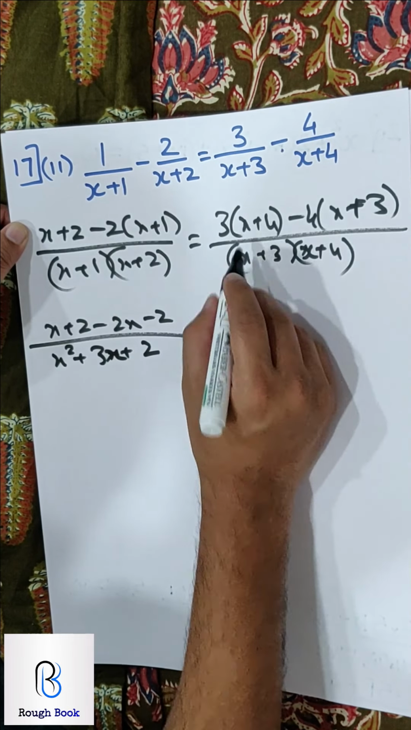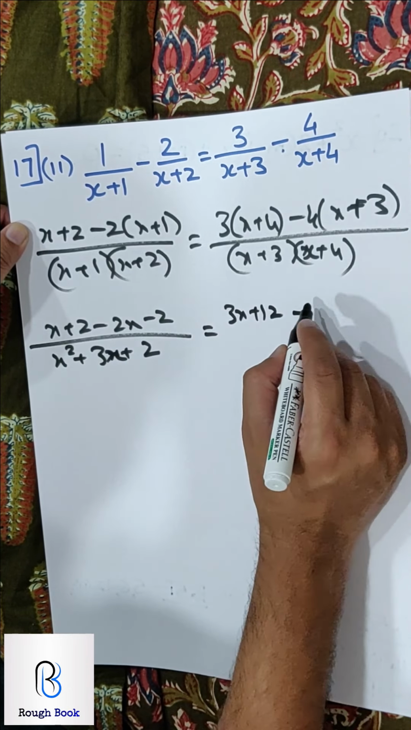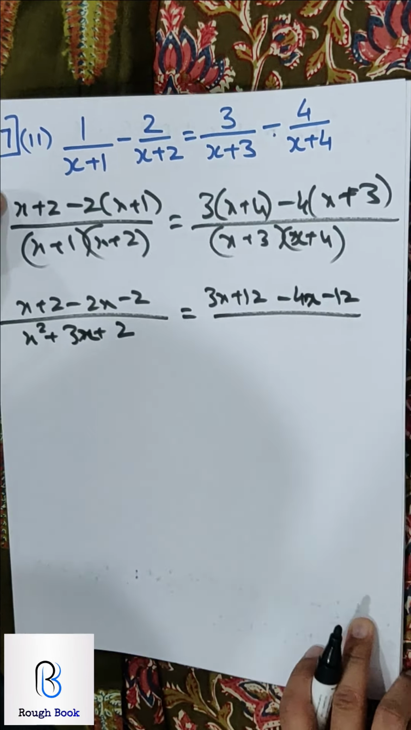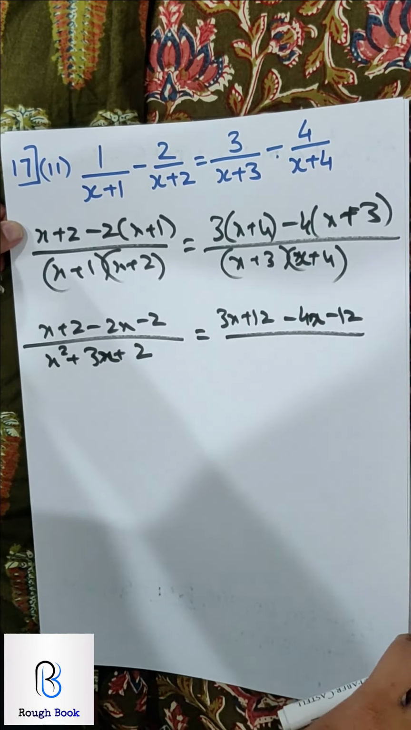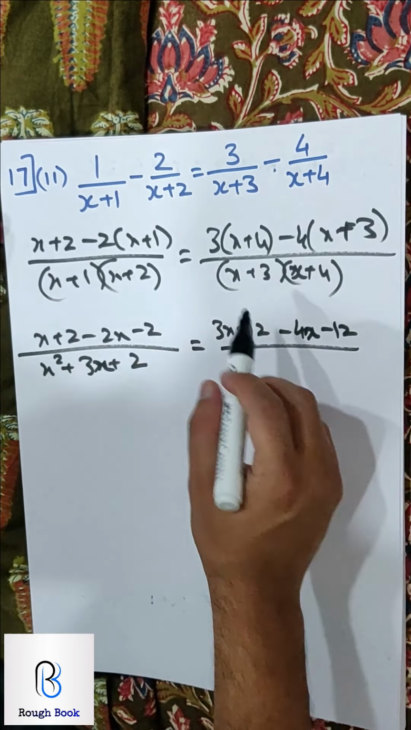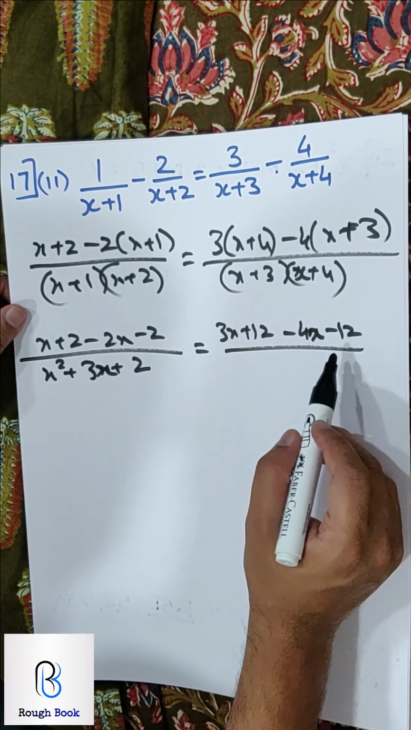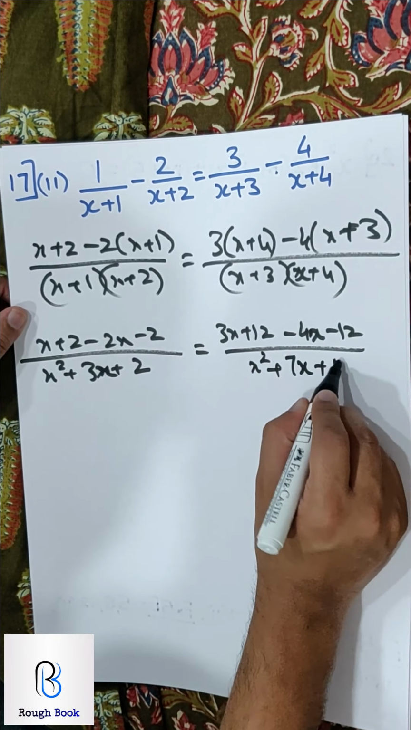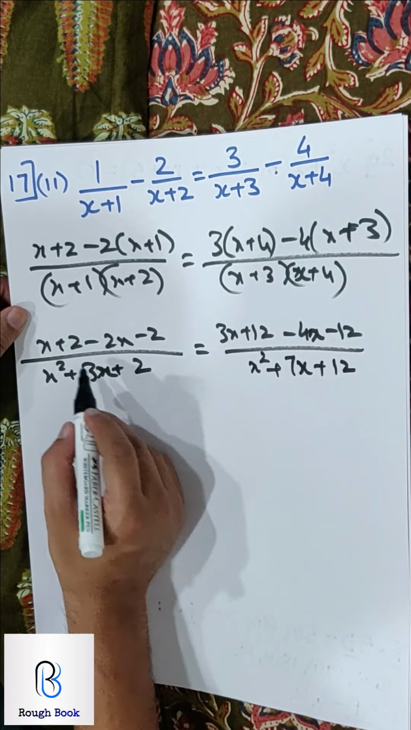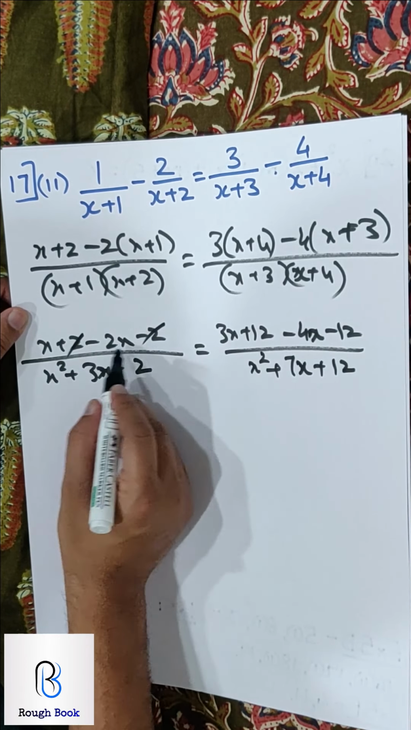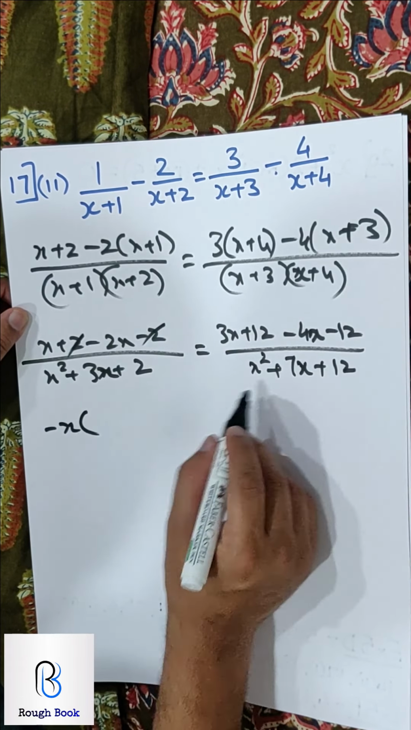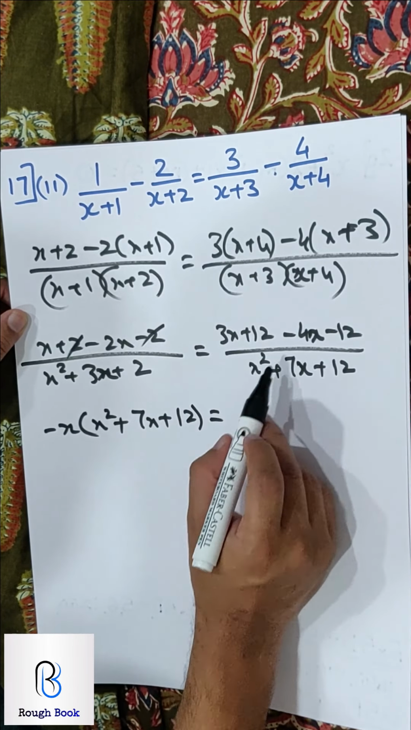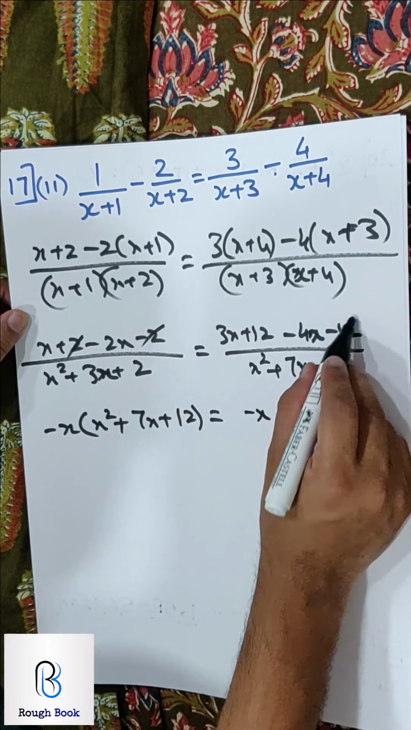Yeah. Likewise 3x plus 12 minus 4x minus 12. Are you okay with me till here, everybody? 3x plus 12 minus 4x minus 12. Likewise x square plus 7x plus 12. Again cross multiplication. So plus 2 minus 2 goes here, only minus x is left, into x square plus 7x plus 12. Here only minus x is left, this also goes away.